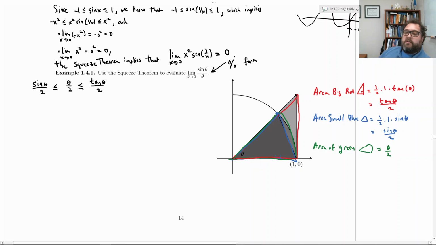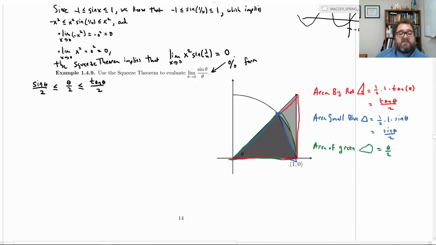Now, I'm sure you're wondering at this point, what the heck does that inequality have to do with that limit? Because it doesn't look at all like what we need right now. Okay, but bear with me. I think we can transform this inequality to get sine theta over theta in the middle. Just bear with me for a few steps.